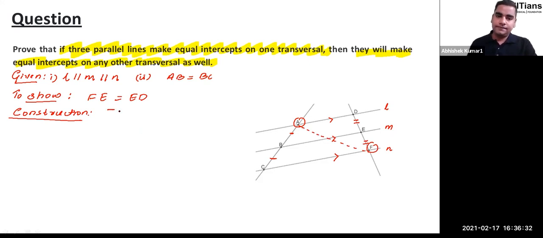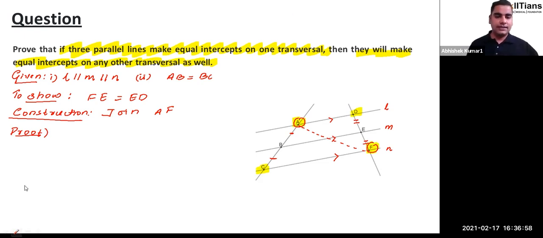So join AF. Okay. Now let us move to the proof. We will be using the converse of the midpoint theorem here to prove our result. Let's see how we can do that. Basically now we have two triangles. One of the triangles is triangle ACF. The other triangle is ADF. So we will consider both the triangles one by one.